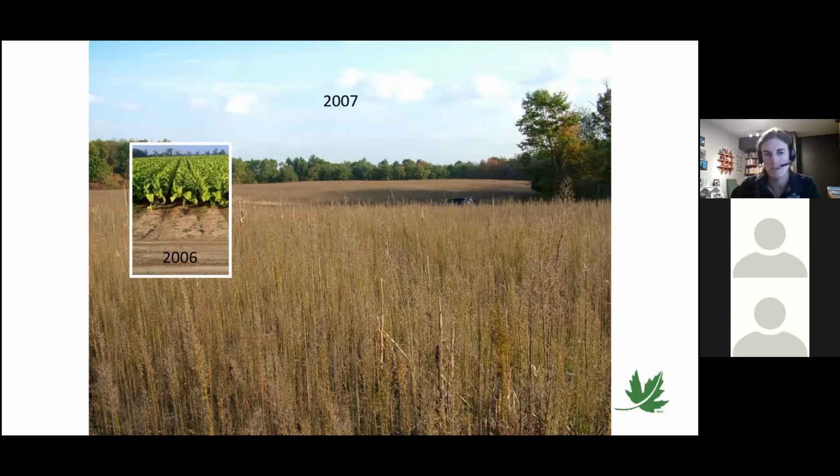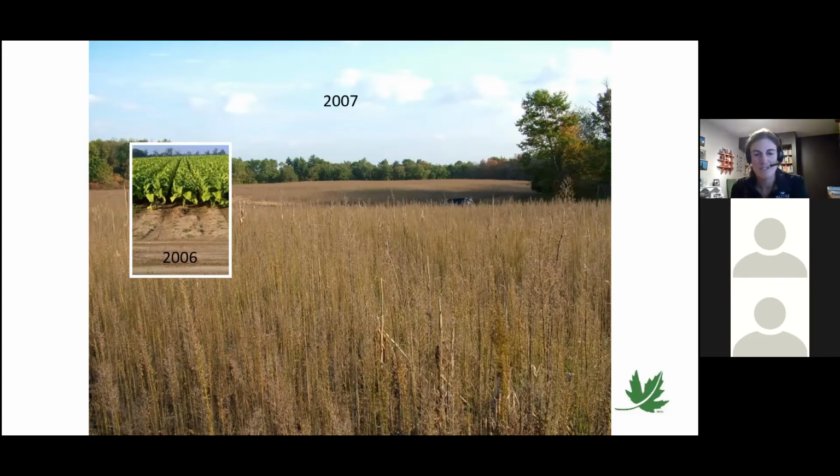This is a property you can go and visit and hike through. It was a tobacco farm. We acquired it and then we restored it back in 2006, 2007. And this was the result in the first year. And I understand many of my colleagues were super nervous about, God, did this really work? What do we do here?